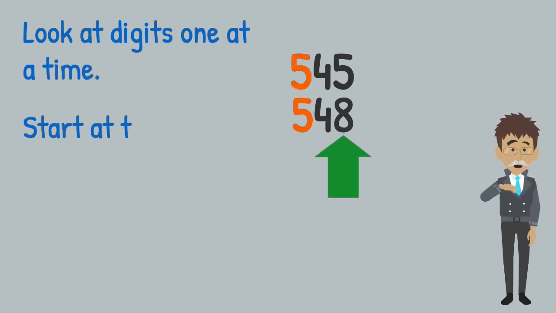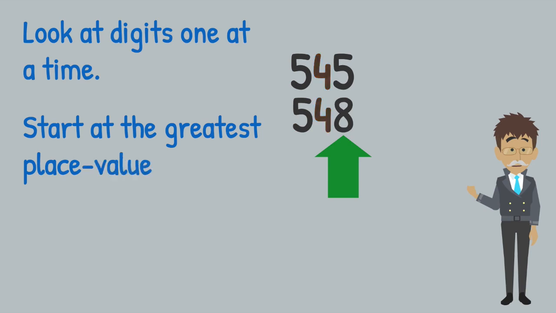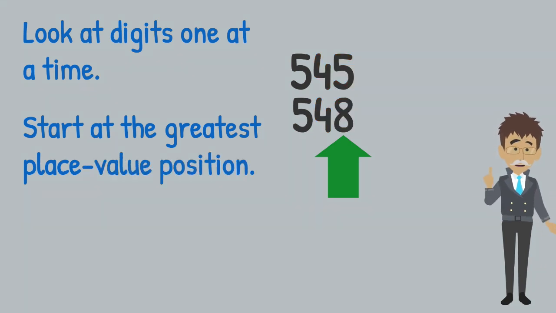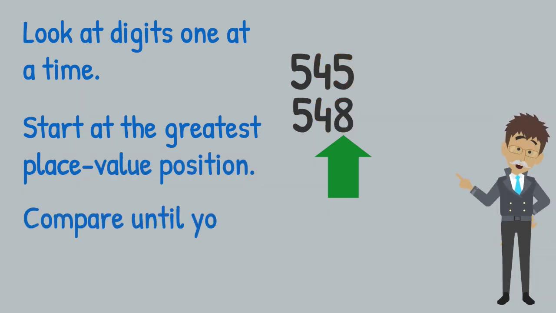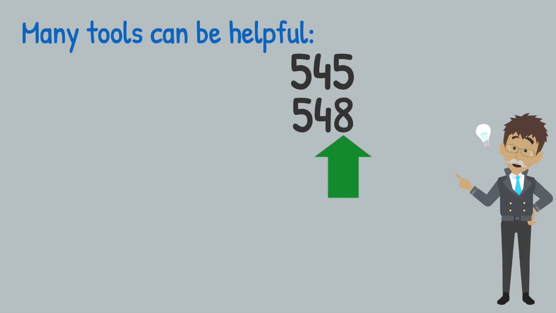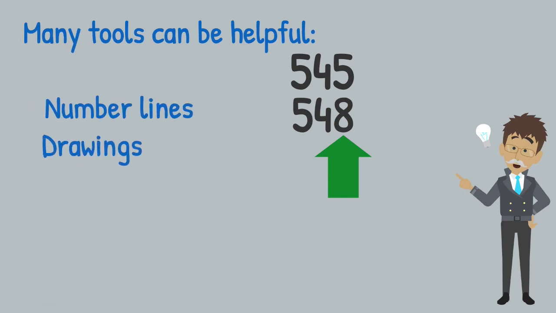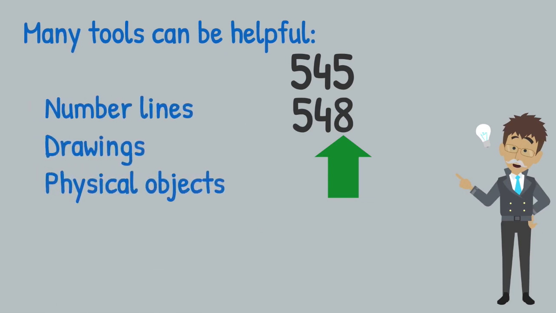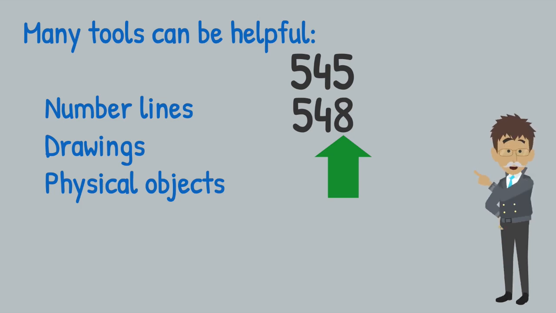We look at the position from the greatest to the least to determine which number is greater. Once we find a pair of digits different from each other, we can stop comparing as we know our solution. Using a number line, drawing representations, or even using physical objects will provide a solution. These methods can be much less efficient than using place value.